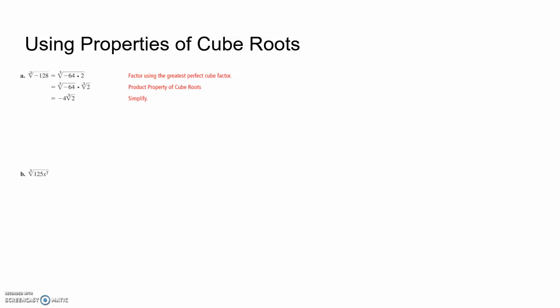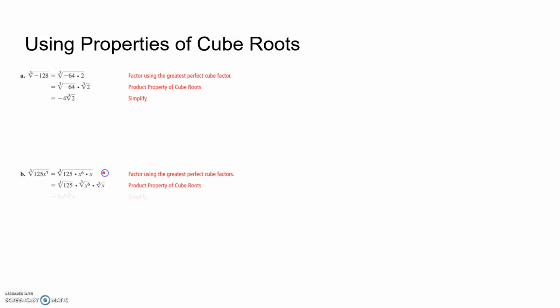On the next one, this time I have the cubed root of 125 times x to the 7th. Now in this particular one, there is a number times itself 3 times that is 125. So I'm just going to leave that as 125 times x to the 6th times x. And I'm going to put the x to the 6th right there because that is really going to be 2 groups of 3. So look what happens here.